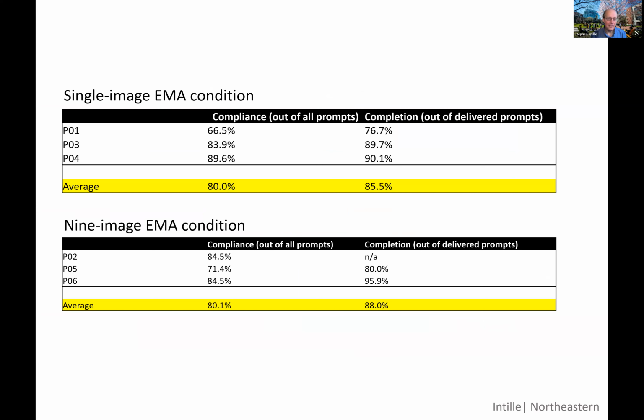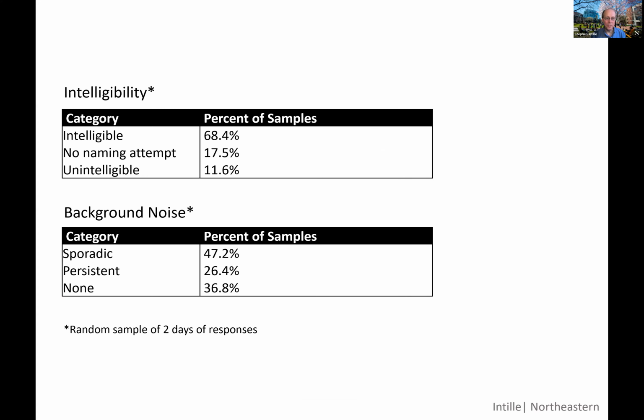And at the end of the day, the average completion and compliance for this group, again, only 6 people, but it's in the 80% range, which our aphasia collaborator thinks is pretty good. So we think that this has some amount of promise despite all the complexities of working with this population.